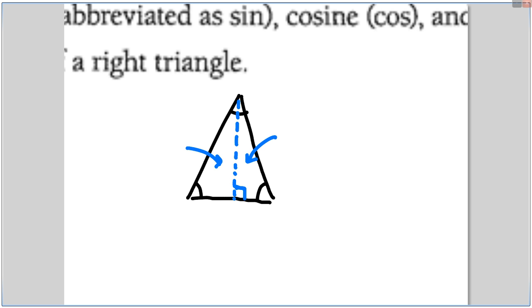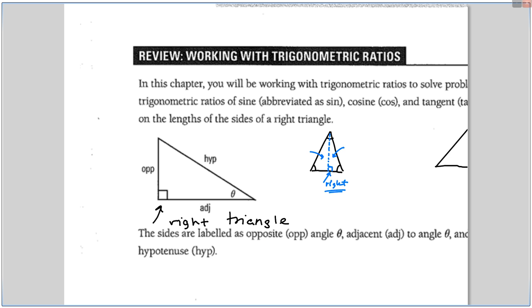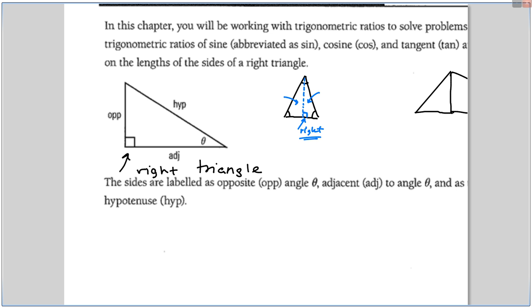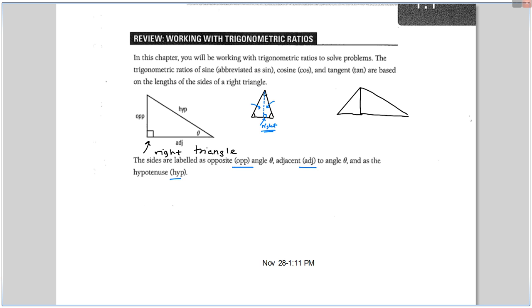Does that make sense? So you cannot do this kind of stuff, the sine, cos, tan business. You cannot do that unless it has a right angle. You have to have a 90-degree square angle. Is that clear? And then we can move on. Okay, on Friday after the test I reviewed op, adj, and hype with you. Okay, so let's do that one more time.